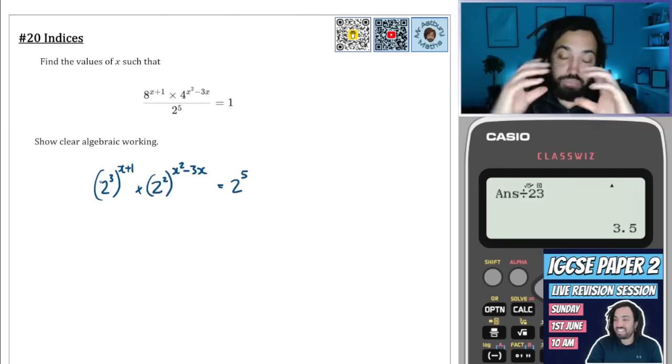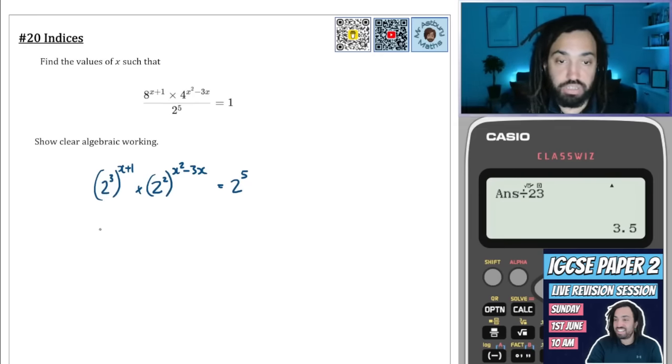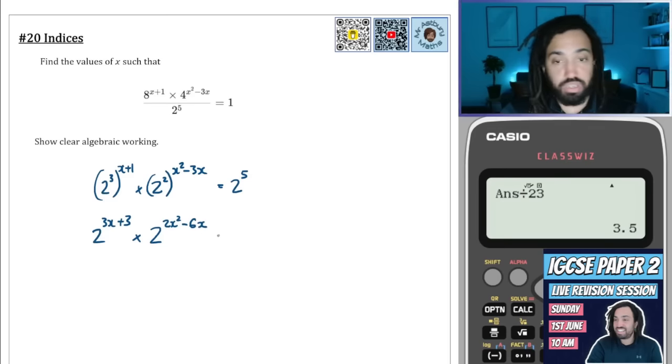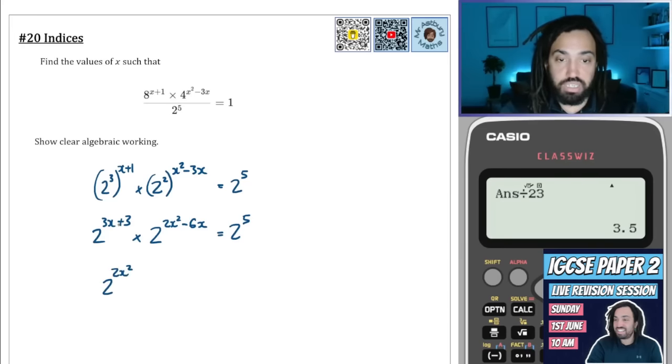Okay, now when we have a power and then bracketed, then raised to another power, we can times those powers together. So it becomes 2 to the 3x plus 3 times by 2 to the 2x squared minus 6x. And that's equal to 2 to the 5. Now when we've got 2's, or anything the same for that matter, and we times them together, we can add the powers. So this becomes 2, and then adding these powers together, we're going to get 2x squared, there's a 3x minus a 6x, which is minus 3x, and there's a plus 3. And that's going to equal 2 to the 5.